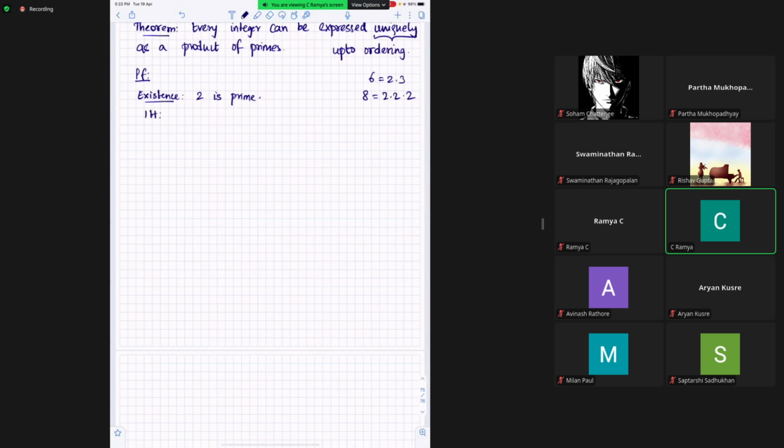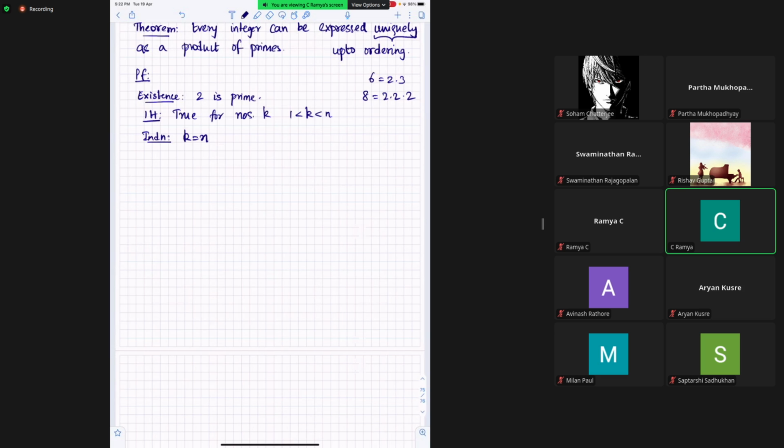So let's go to the induction hypothesis. So let's say that this is true for all numbers k, where k is between 1 and n. So now I want to talk about the case when k is equal to n. Right? So I want to find the prime factorization for n. And I know the prime factorization for all integers that are less than n.